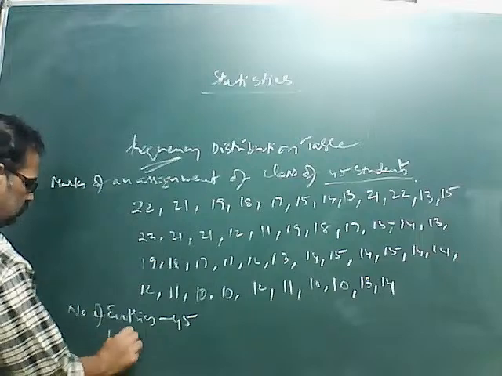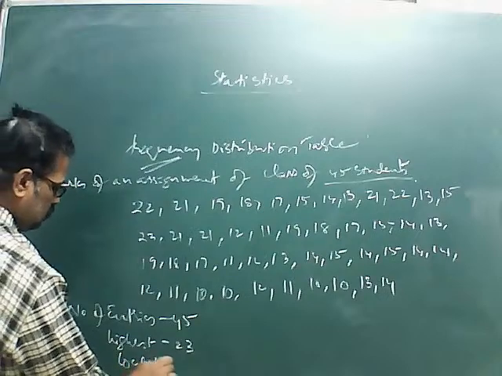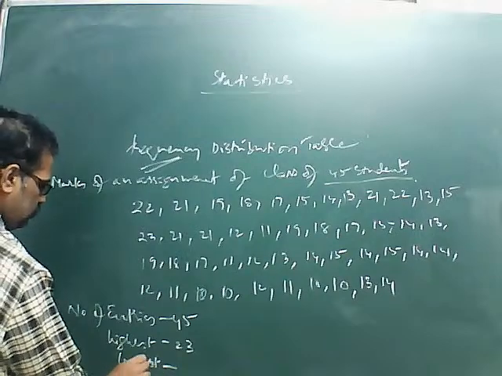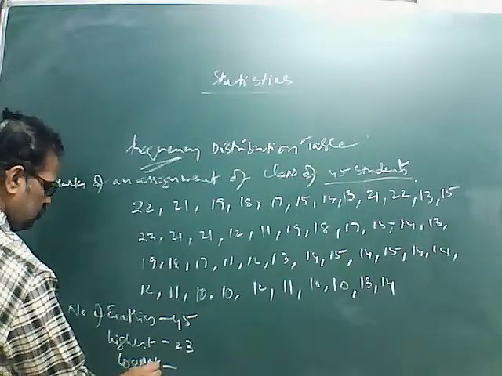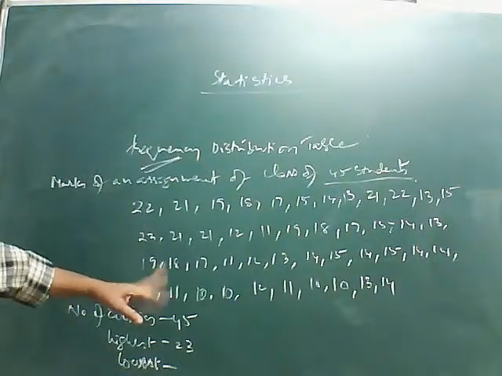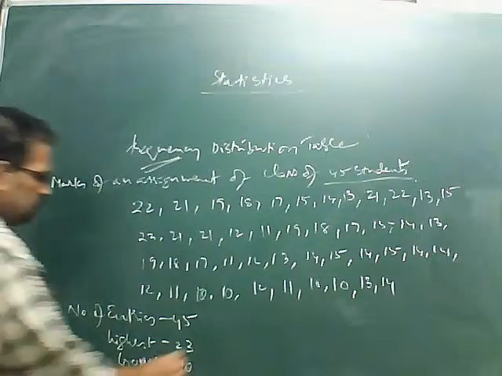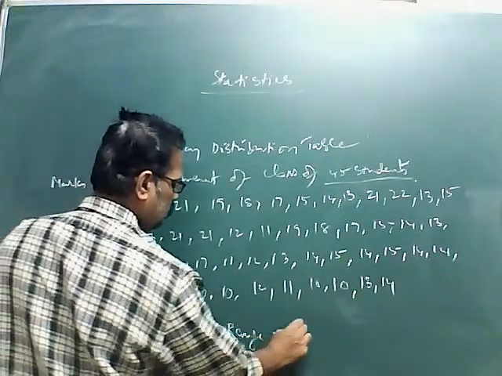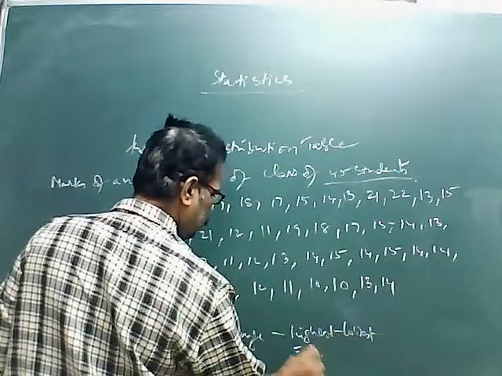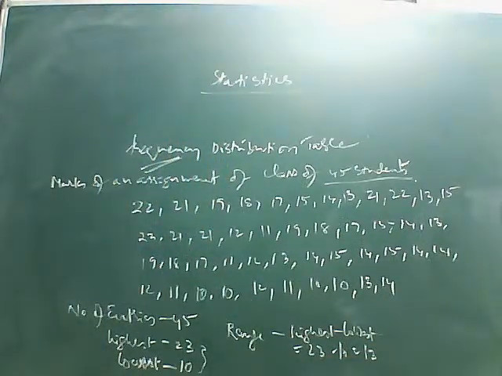What is the highest? The highest is 23. The lowest is, I think, 10. So the range of the data is equal to highest minus lowest, which is 23 minus 10, which is 13. So the range of the data is 13.